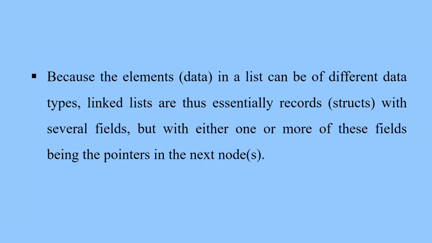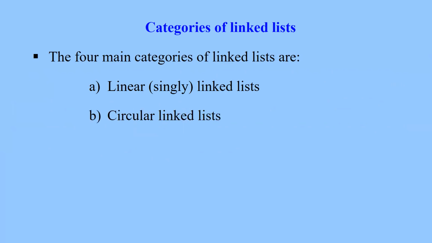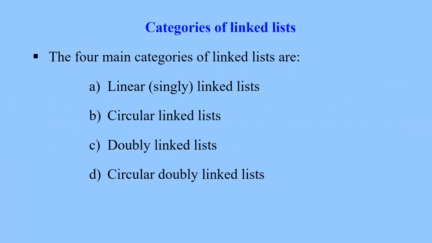Because the elements or data in a list can be of different data types, linked lists are essentially records or structs with several fields, with one or more of these fields being pointers to the next node or nodes. So how do we categorize linked lists? The four main categories of linked lists are: one, linear or singly linked lists; two, circular linked lists; three, doubly linked lists; and four, circular doubly linked lists.